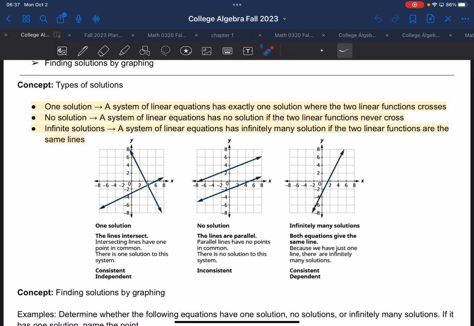And then the last one is infinite solutions. So that means that the two lines are actually scalars of each other. So when you draw them, they're going to look like they're on top of each other. So it just looks like one line. But this is actually two lines on top of each other.